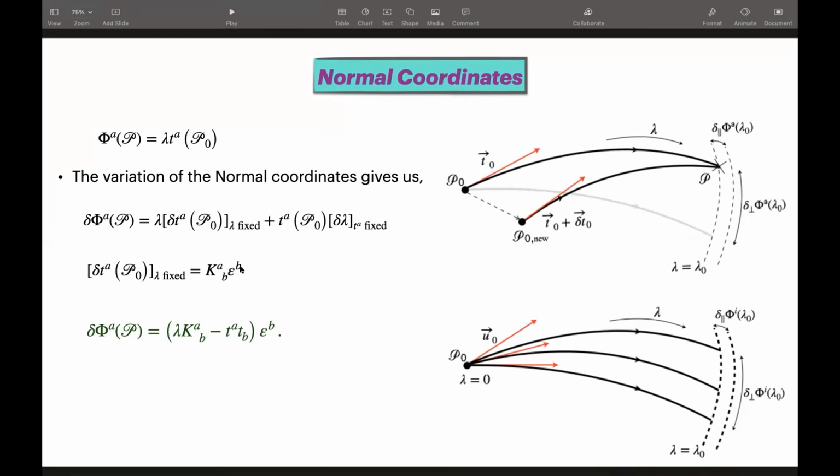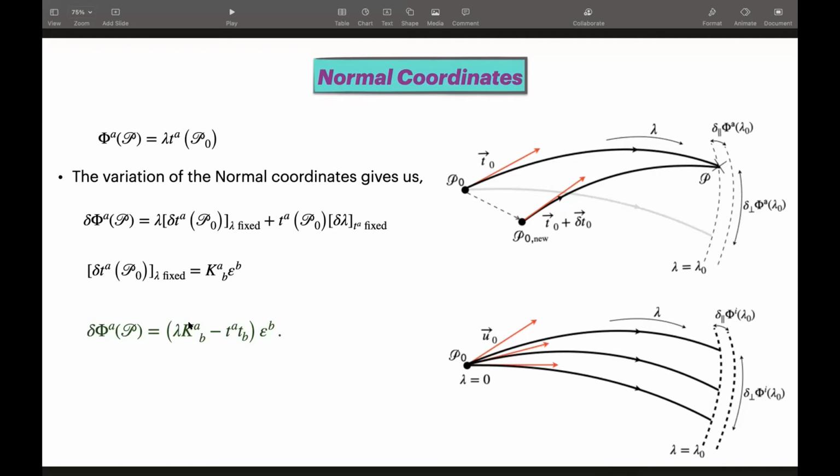Here epsilon is a shift of the P naught. So this has a component along the direction of the tangent vector and orthogonal to the tangent vector. But the component in the direction of the tangent vector will vanish the KAB term, because KAB is orthogonal to that, being normal to the hypersurface. This KAB UB is going to give you 0.